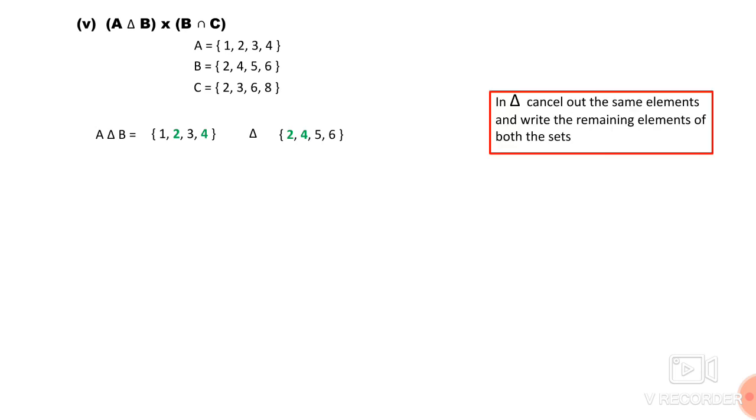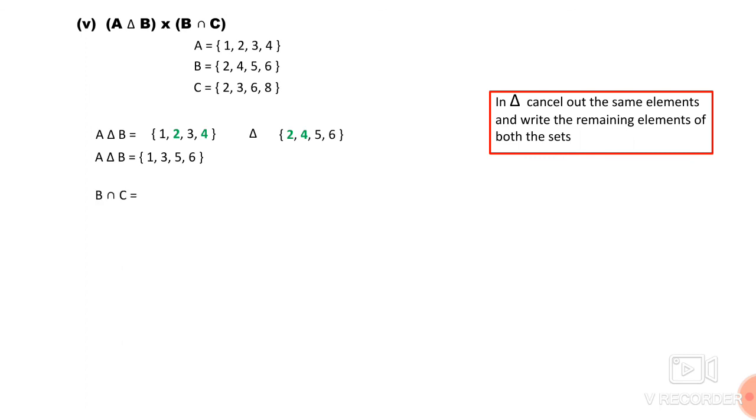Part 5. A symmetric difference B, Cartesian product B intersection C. So set A, B, C are given to you. First you will find A symmetric difference B. This is set A, symmetric difference, set B. In symmetric difference we cancel out the common elements and write the remaining elements of both sets. Okay, so A symmetric difference B will have 1, 3, 5 and 6.